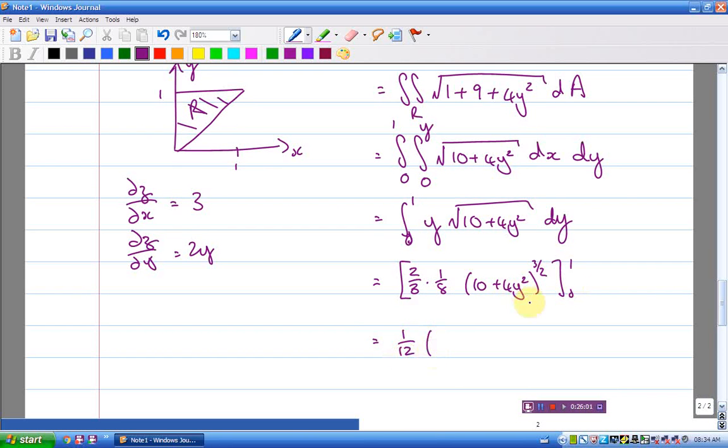Put in a 1, and it's 14 to the 3 over 2 minus, put in a 0, and it's 10 to the power 3 over 2. Not much one can do with that.